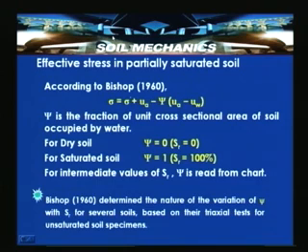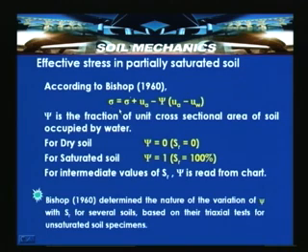So, this was discussed and then proposed by Bishop, 1960. According to Bishop, 1960, we can say sigma is equal to sigma dash, that is effective stress, plus UA, that is pore air pressure, minus psi, a constant which is the fraction of the unit cross sectional area of the soil occupied by the water, into UA minus UW. So, the value of this psi is equal to 0 for dry soils.